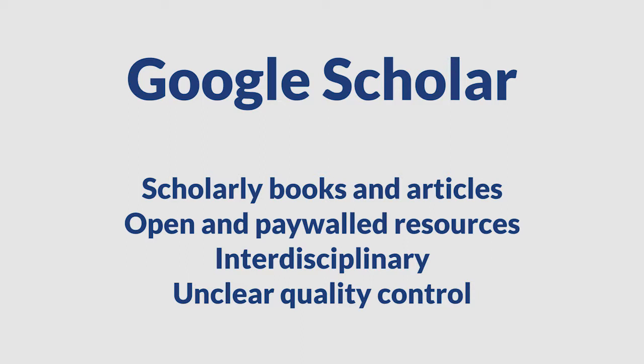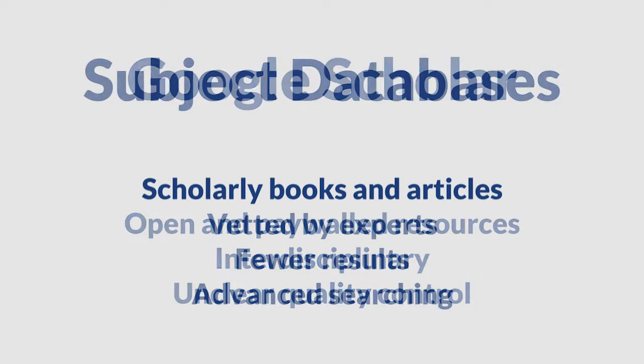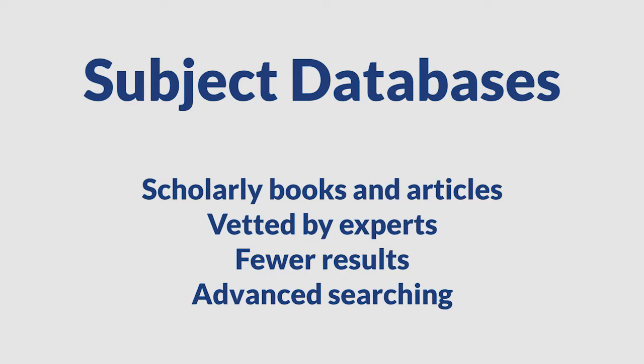Google Scholar begins to scratch that surface, and it returns descriptions of scholarly books and articles. Google Scholar contains both open resources and articles that are proprietary. These resources are interdisciplinary, and while they are deemed to be scholarly, the level of quality control and the scope are unclear. Subject databases contain links to scholarly material that has been selected by topic experts. They are smaller and focused on a single discipline and have advanced searching features.